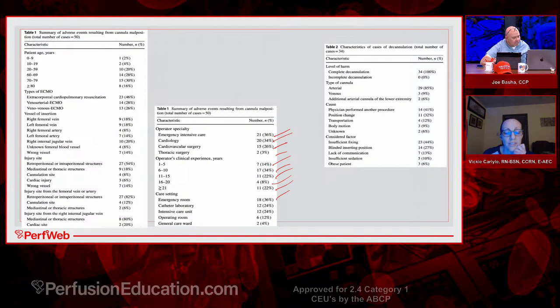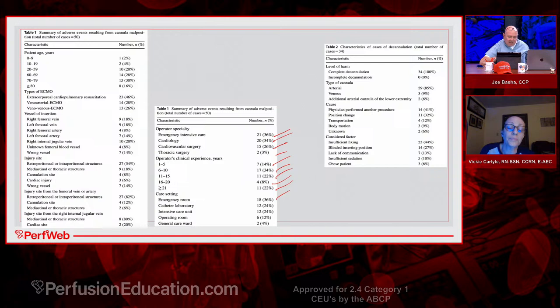I think this is a good study for pointing out why it's so difficult for so many centers to get an ECPR program started effectively, because it's not something that just any physician can do. It's difficult for some cardiothoracic surgeons to cannulate somebody that does not have a blood pressure. And you don't have imaging in the field.